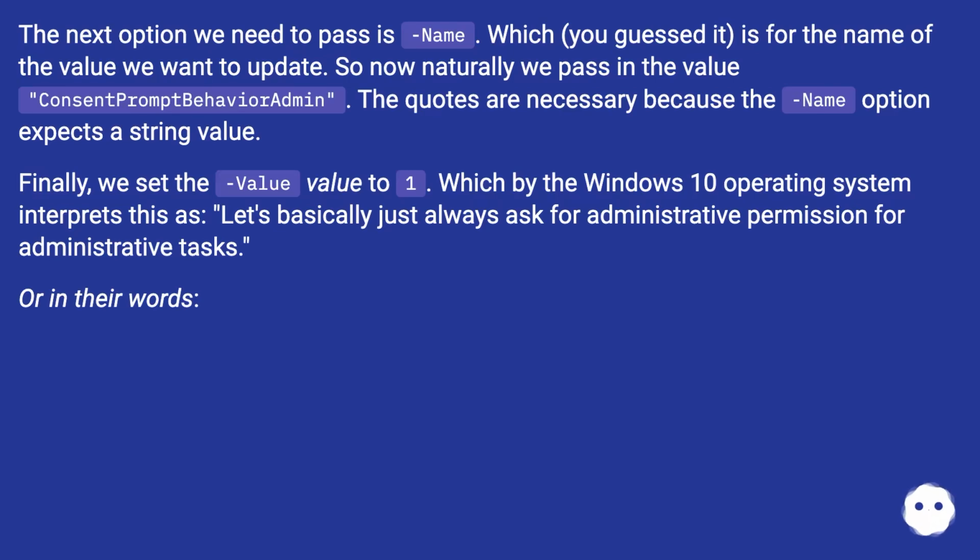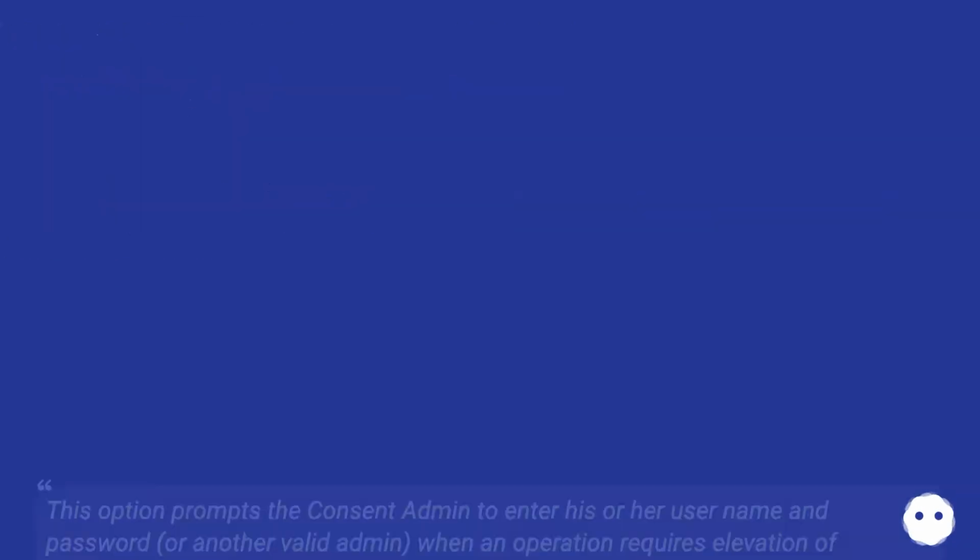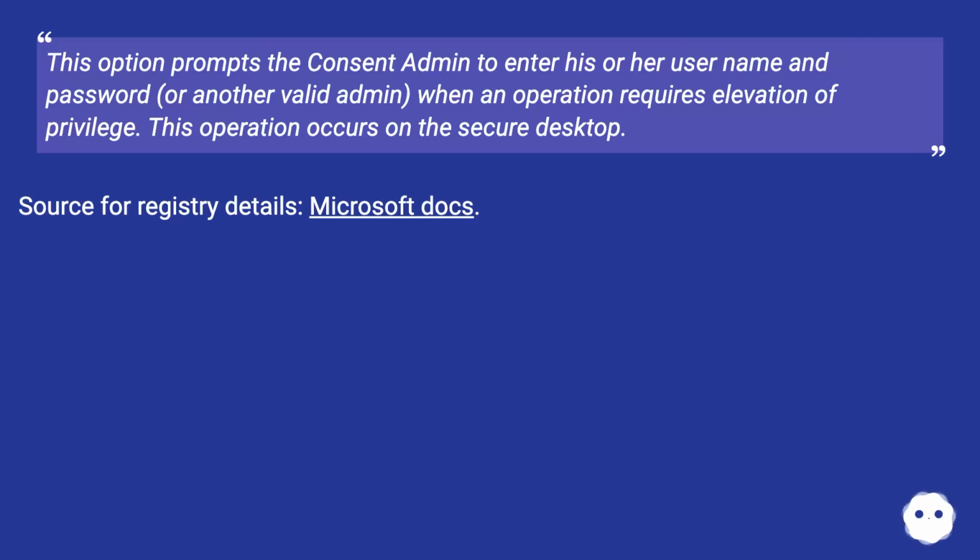The Windows 10 operating system interprets this as, let's basically just always ask for administrative permission for administrative tasks. Or in their words, this option prompts the admin to enter his or her username and password, or another valid admin's, when an operation requires elevation of privilege. This operation occurs on the secure desktop. Source for registry details: Microsoft Docs.